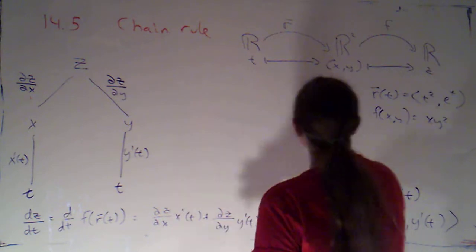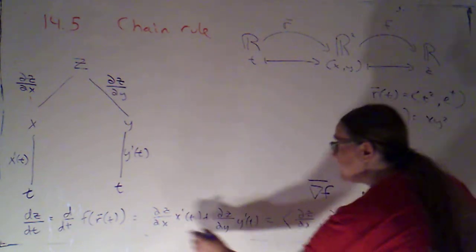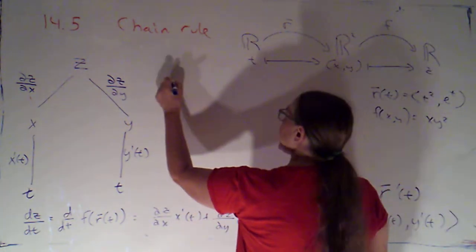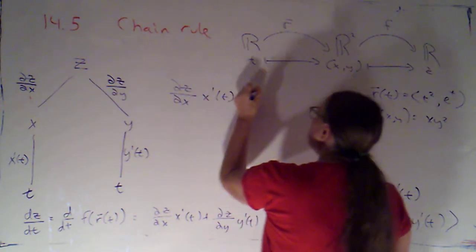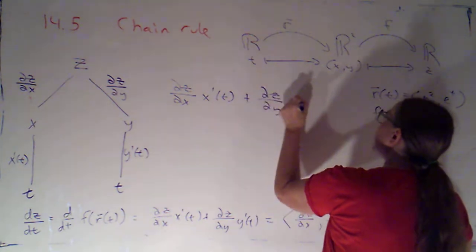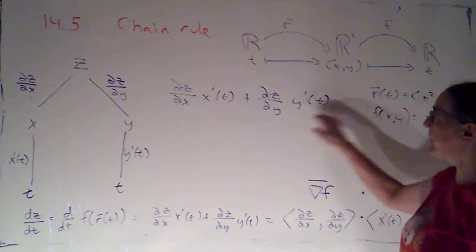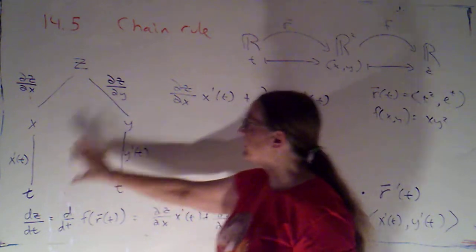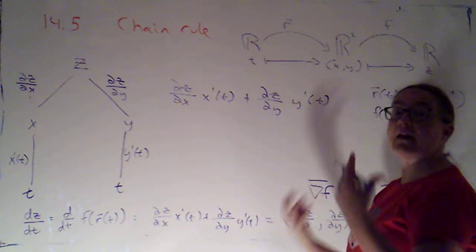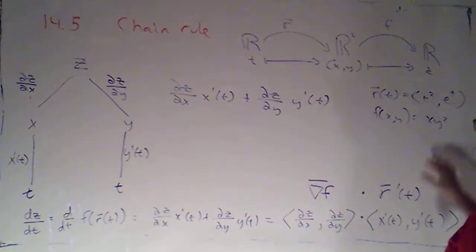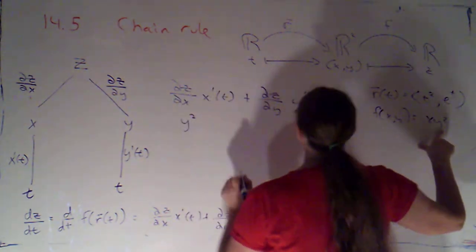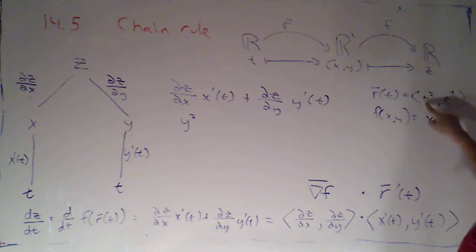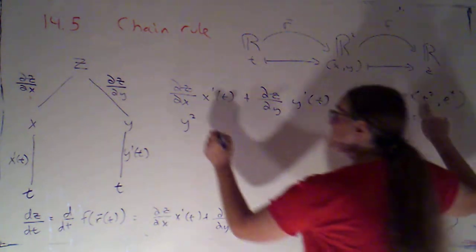Okay, so let's see. I've got this formula to remind me. Let me just copy that up here. Partial z partial x times x prime of t plus partial z partial y times y prime of t. Generally what I'll do is I'll use the diagram to get the general formula, and then I'll plug in. So what is the partial of z with respect to x? Looks like that's going to be y squared. What is x prime of t? Well, this was my x function, so that's going to just be 2t.